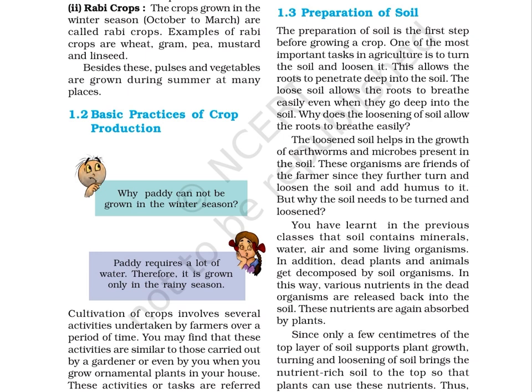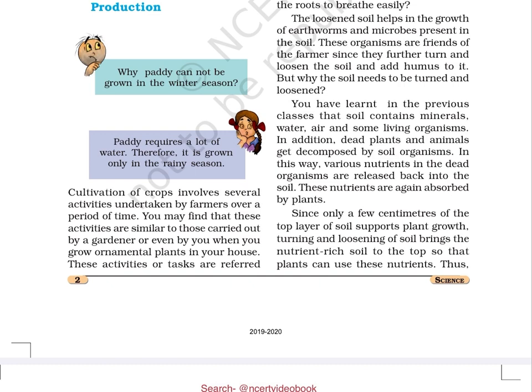The loosened soil helps in the growth of earthworms and microbes present in the soil. These organisms are friends of the farmer since they further turn and loosen the soil and add humus to it. But why the soil needs to be turned and loosened? You have learnt in the previous classes that soil contains minerals, water, air, and some living organisms.